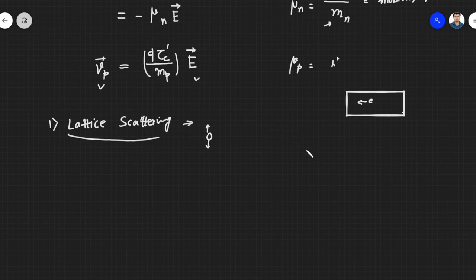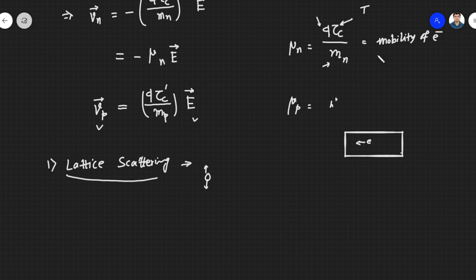Because in the mobility, you see there is a... okay, let me just pull it down. So in this mobility, you can see there is a factor tau c. Q, m, n are fixed constants, but this tau c will change, right? The collisions will be more frequent, so tau c will be lower, right?